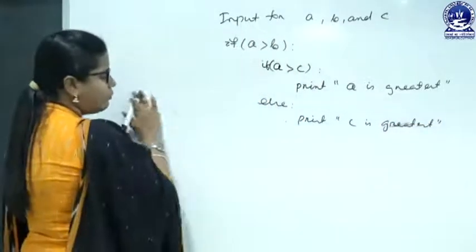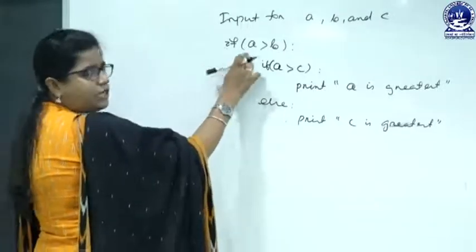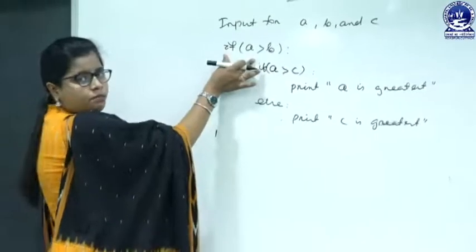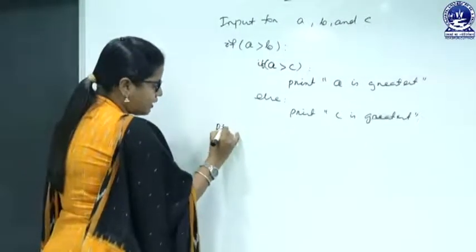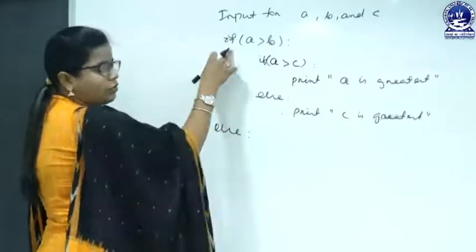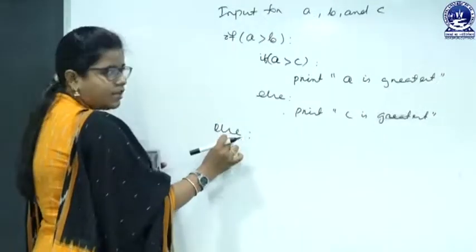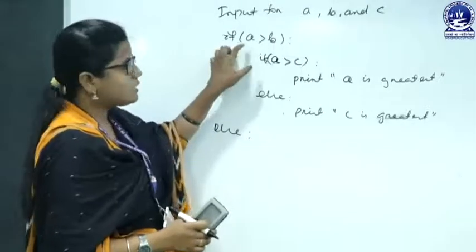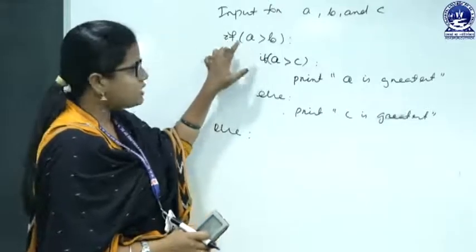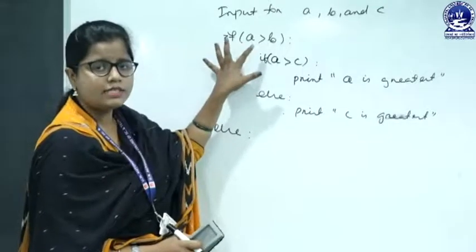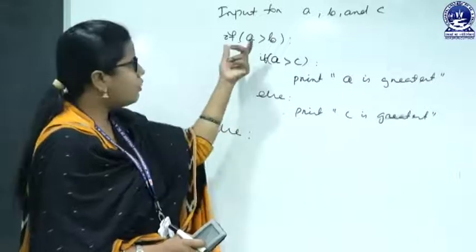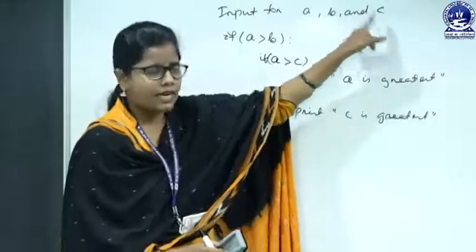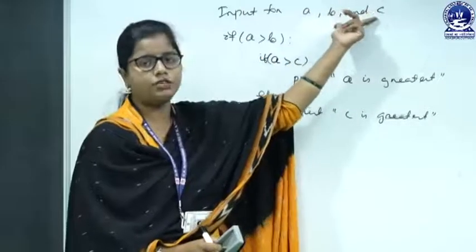Next, we have to come here. This is the outer if, and this if and else belong to this if. So here is the else part. Which else? Outer if's else. Now when we come to this else part, when this condition is false, that means B is greatest among A and B. The variable C was left, so we have to compare B with C.